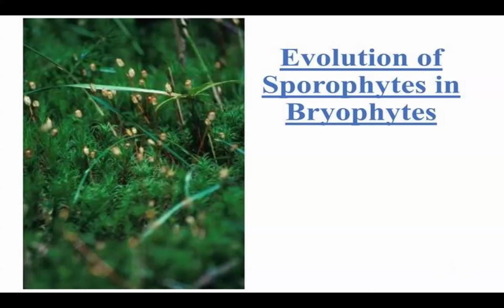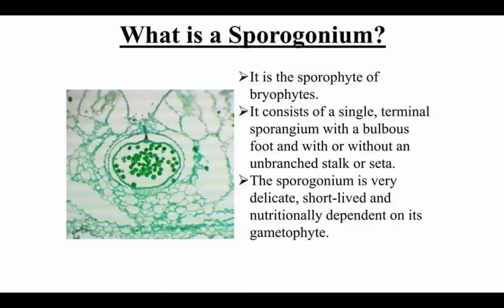Sporophyte is formed on the gametophyte in bryophytes. But how they evolved, we are studying here, that is the evolution of sporophytes in bryophytes. To explain this, two different theories are there. First of all, what is sporogonium? That is the tissue which produces the spores.